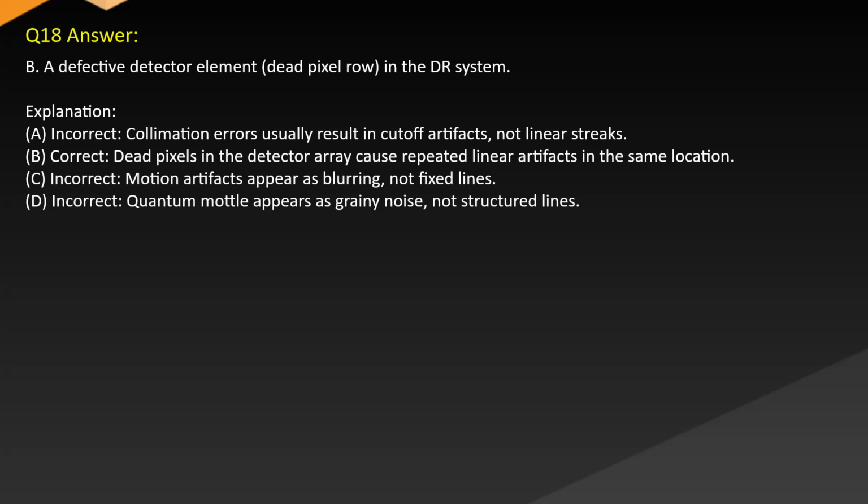Answer: B. A defective detector element. Dead pixel row in the DR system. Explanation: A. Incorrect. Collimation errors usually result in cutoff artifacts, not linear streaks. B. Correct. Dead pixels in the detector array cause repeated linear artifacts in the same location. C. Incorrect. Motion artifacts appear as blurring, not fixed lines. D. Incorrect. Quantum mottle appears as grainy noise, not structured lines.